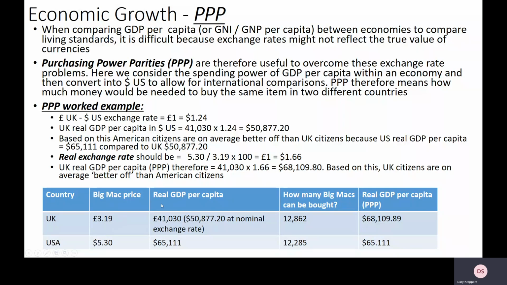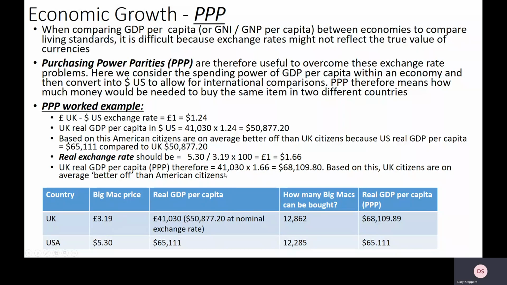Now, what we can therefore do, we can work out what we call a real exchange rate. We take the price of a Big Mac in America, $5.30. We divide it by the price of a Big Mac in the UK, which is 3.19, and we multiply it by 100. What this shows us then really is £1 is worth $1.66. Now, what this means then is that if you took £1 to Britain, it should really be worth $1.66. Now, what we can therefore do, we can work out the real value of our money based on PPP.